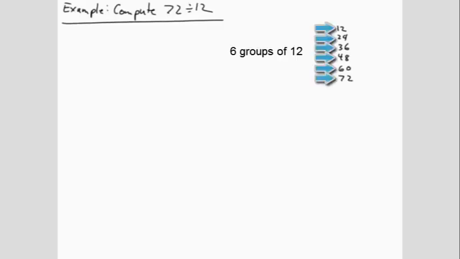Example, compute 72 divided by 12. If you have not memorized the multiples of 12, you're simply going to have to count them out. 12, 24, 36, 48, 60, 72. From this, we can see that 12 times 6 is 72, so that 72 divided by 12 is equal to 6.